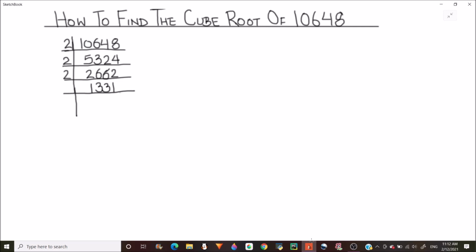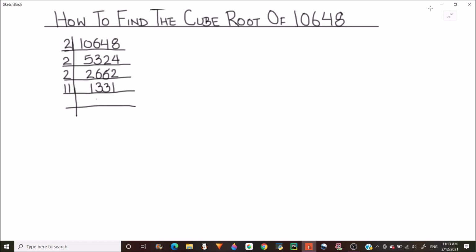Now this is an odd number, so as this is an odd number, we have to try what is the factor of this number. Let's try 3. So 3 is not the factor of this number. And then the next number we can try is 7. 7 is not the factor of this number, so next prime number is 11. So let's try 11 here.